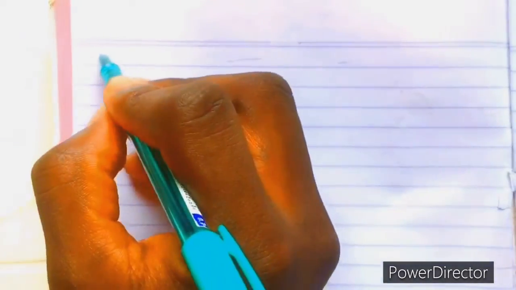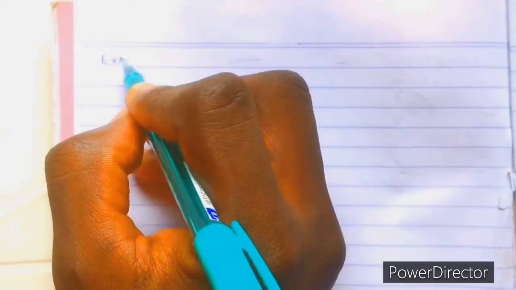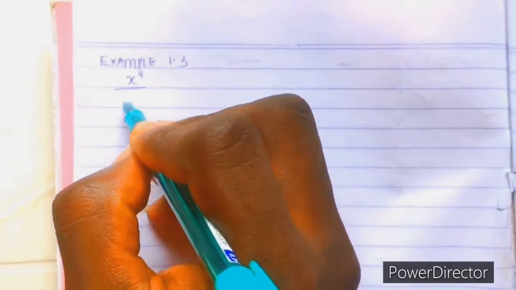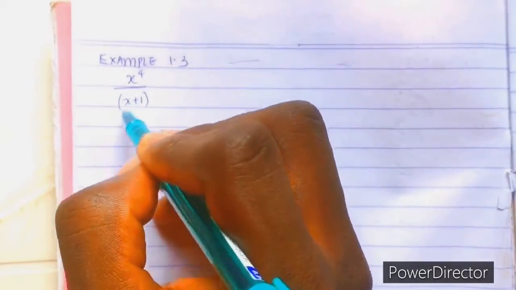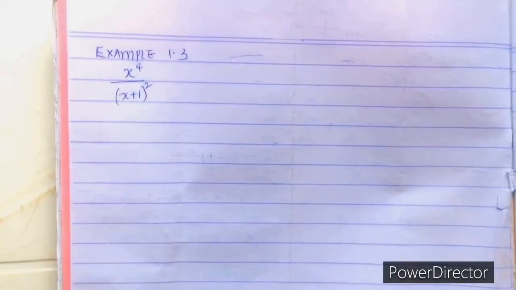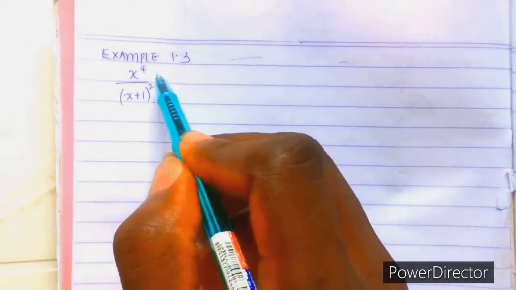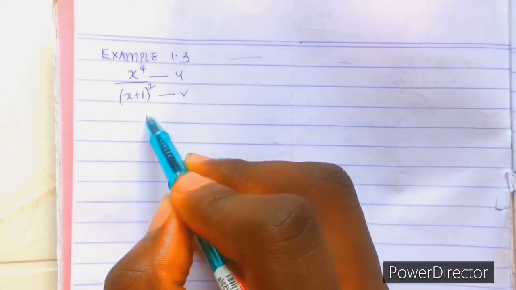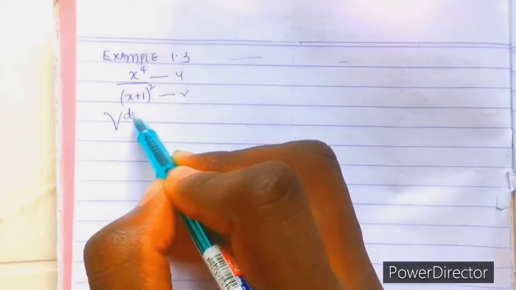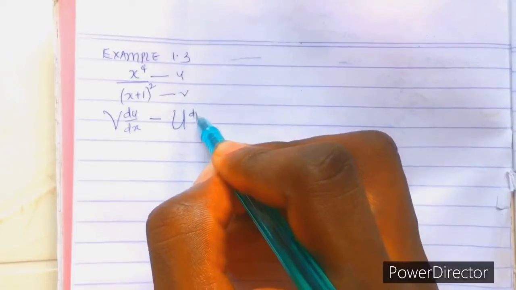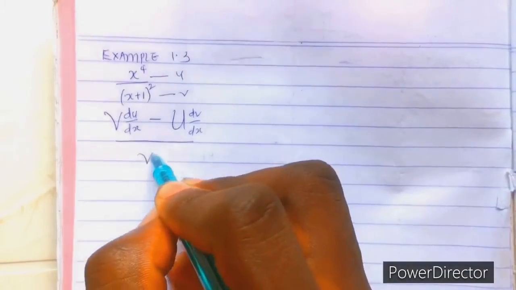Alright guys, example 1.3. Okay, so we have x raised to power 4 over (x plus 1) raised to power 2. Now to differentiate this, what we are going to do is make this our u and this our v. After that, the formula for the quotient rule is what? v du/dx minus u dv/dx all over v squared.